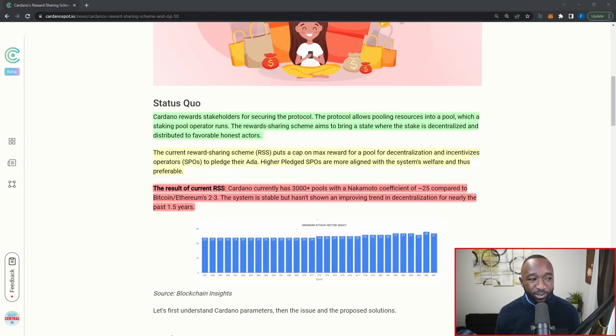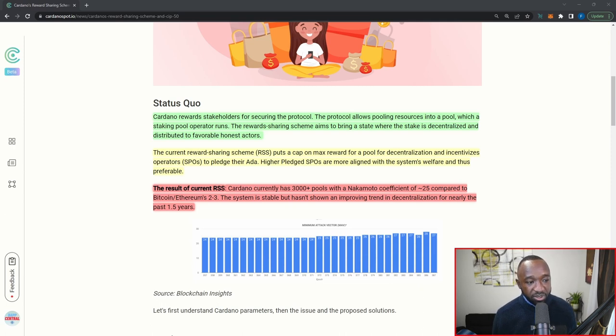Jumping into the article, it reads, Cardano rewards stakeholders for securing the protocol. The protocol allows for pooling of resources into a pool, which is run by a stake pool operator. Now, the reward sharing scheme aims to bring a state where the stake is decentralized and distributed to favorable and honest actors. Now, the current reward sharing scheme, or RSS for short, puts a cap on max rewards for a pool in order for it to be decentralized, and it also incentivizes SPOs to pledge their ADA.